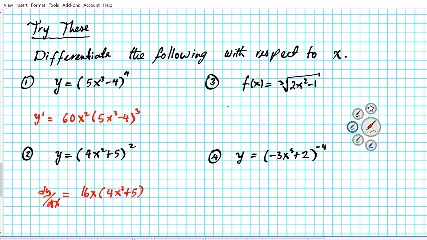Number 3, the derivative f prime of x is 4x over 3 times the quantity 2x squared minus 1 raised to the 2/3 power. Number 4, y prime, or dy dx, is equal to 60x to the 4th over the quantity negative 3x to the 5th plus 2 raised to the 5th power.